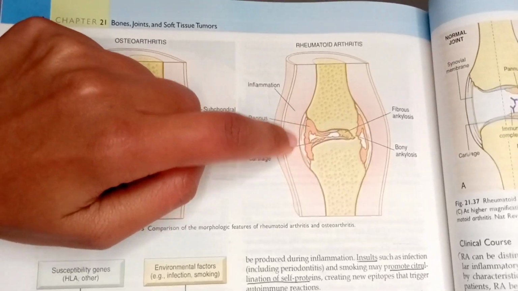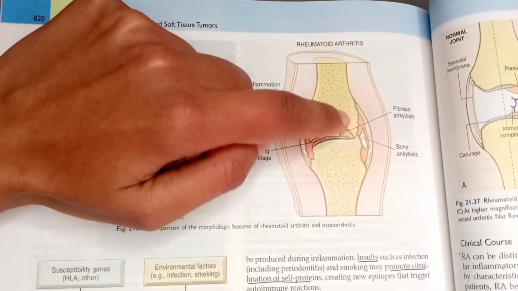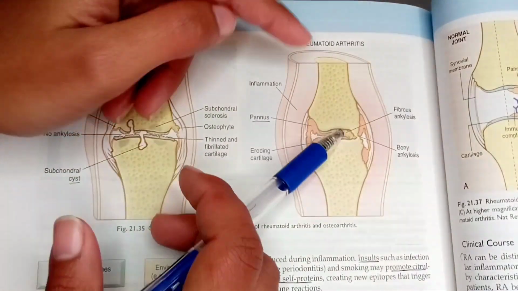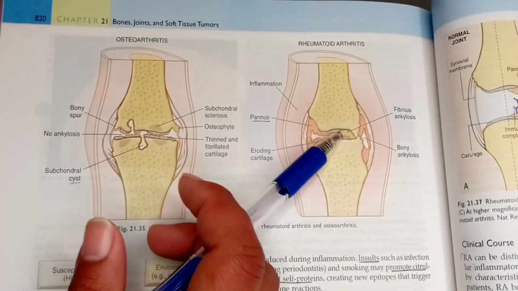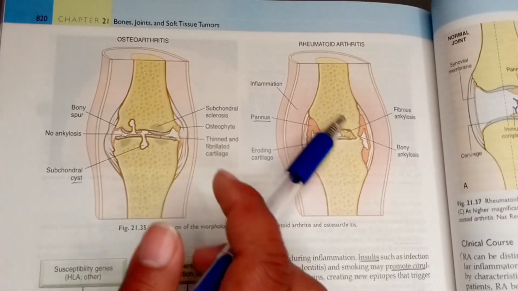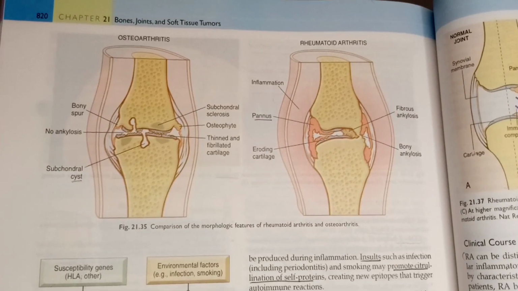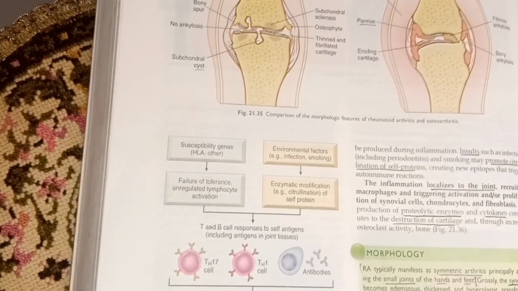Now this pannus can bridge the bones, and this would form the fibrous ankylosis. All right, and this fibrous ankylosis would soon ossify later. Okay, and this would form the bony ankylosis. Now let's discuss the pathogenesis of rheumatoid arthritis.